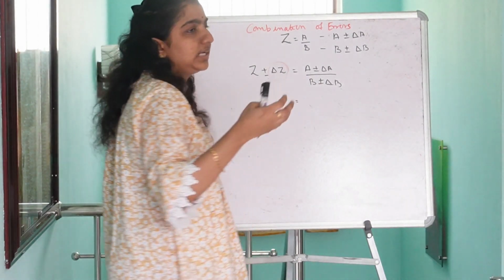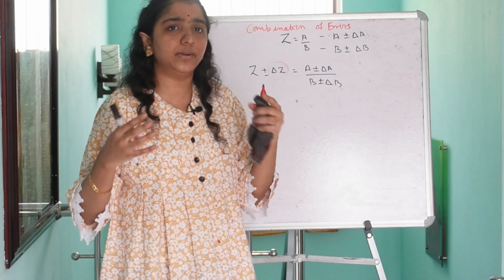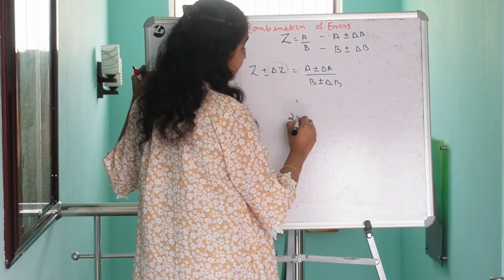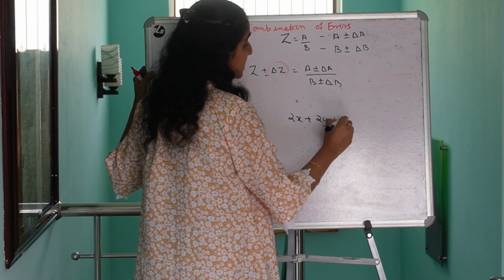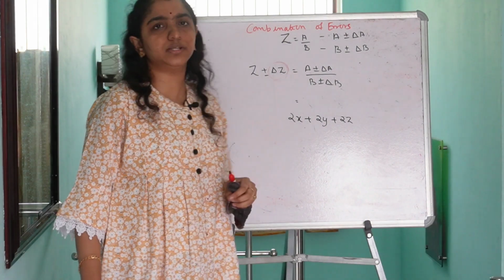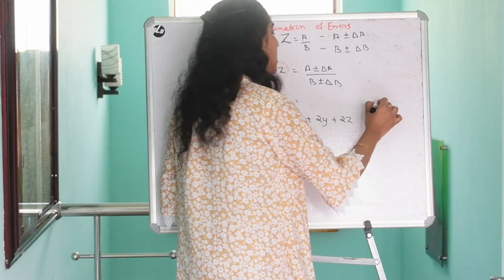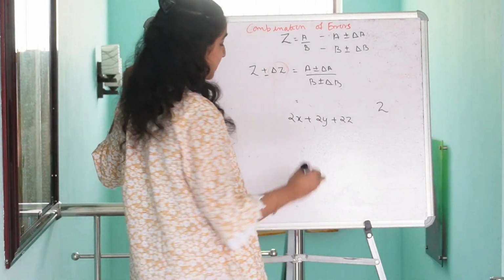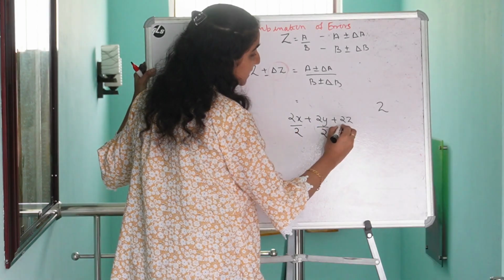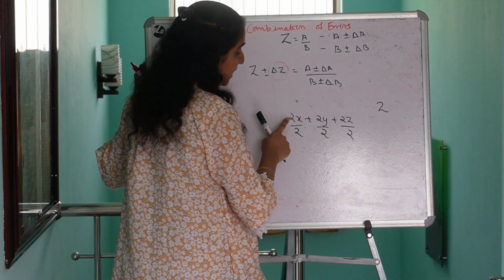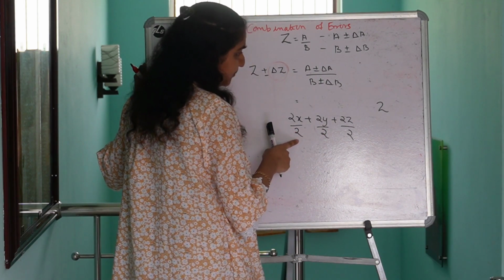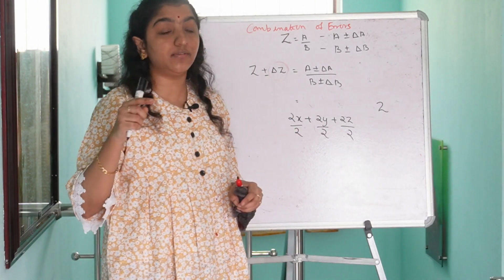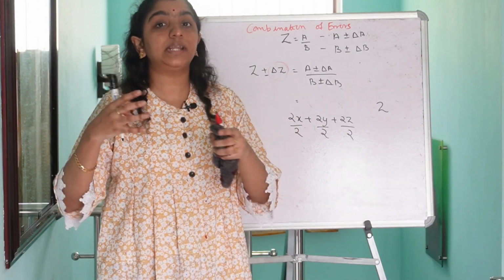How do we take a value or number or variable, whatever it may be, outside commonly from all the terms? Suppose it is given 2x plus 2y plus 2z. Here I have to take 2 outside commonly from all these terms. So how do I do that? I have to simply divide all the terms by the value 2. Or we can say I have to divide all the terms by the value that I am planning to take commonly outside.